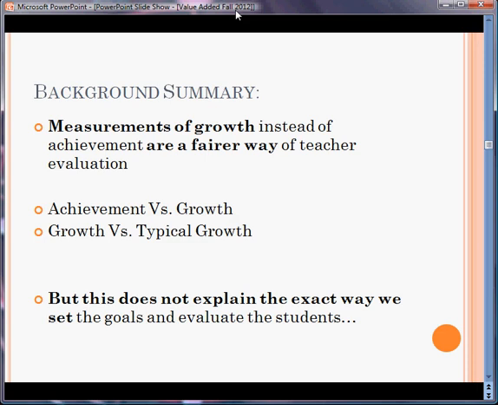So just as a summary, it's not merely about achievement versus growth. It really gets into growth versus typical growth. And in our next video, we're going to talk about the exact ways and manners in which we set this expected or typical growth for each student.